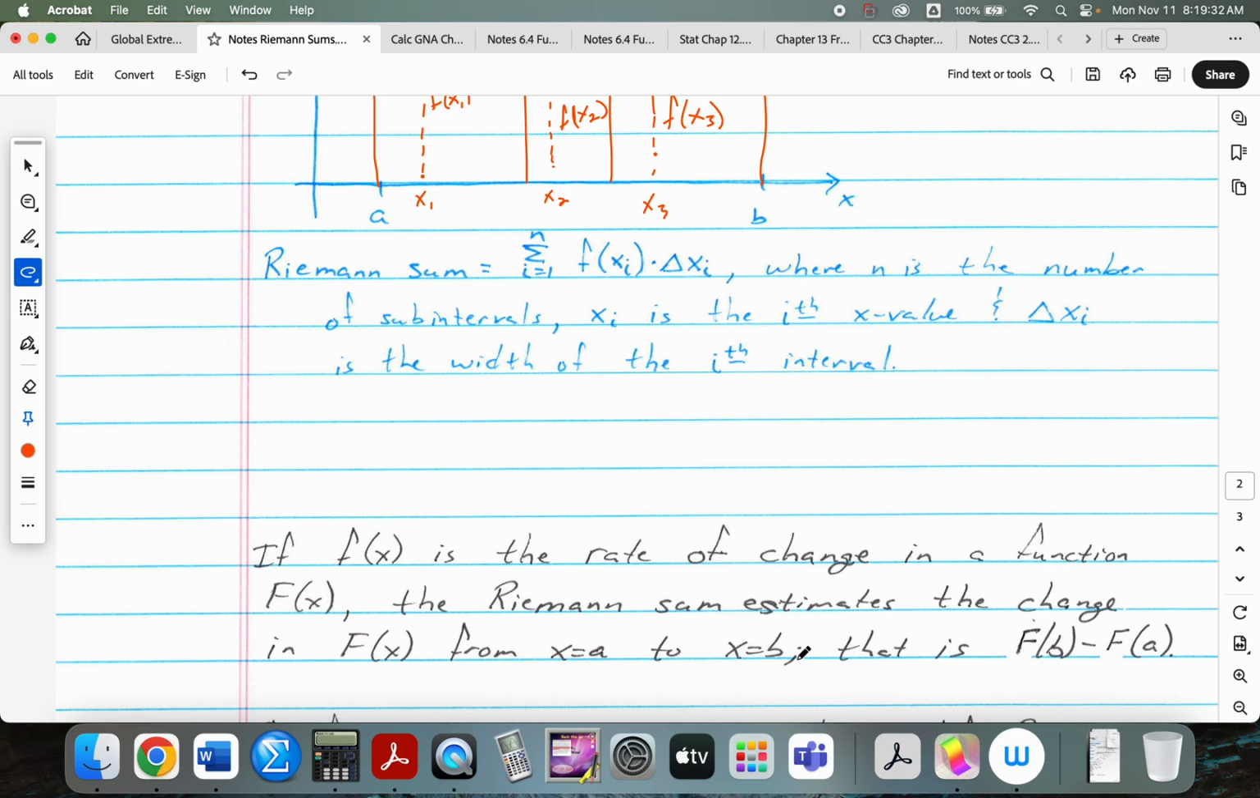If we do a Riemann sum, and we did it with velocity, velocity is the rate of change in distance. And when we did the Riemann sum, we got an approximation for the change in the distance, or change in the position. It doesn't have to be velocity and position. It could be any kind of a rate of change. For example, if we were doing how many rooms someone is painting per day, and did a Riemann sum on that, we would find approximately how many rooms they painted.